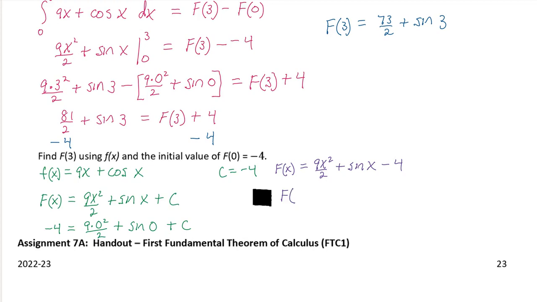So now I would have to find F of 3 by plugging in 3, and so if we do that again, we're going to get 9 times 3 squared over 2 plus sine of 3 minus 4. Again, 9 times 3 squared is still 81 halves. So 81 halves minus the 4 is going to give me exactly what we got above. F of 3 equals 73 halves plus sine of 3, and we get the same value for F of 3 there.